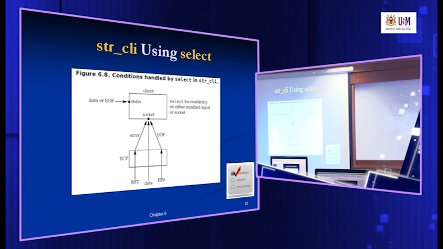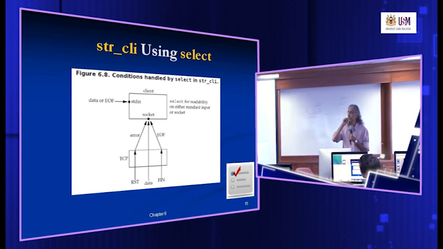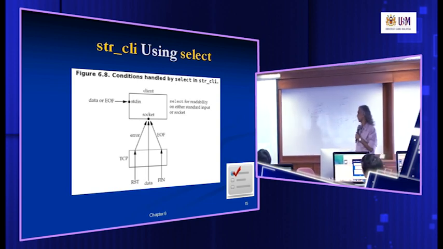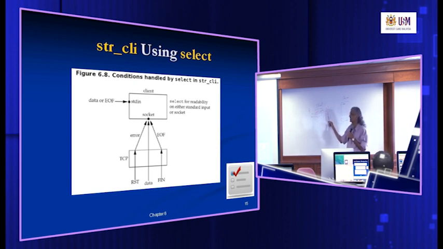So coming back to the string client function. Right, this is a client. Remember the stream client: it gets input from the user, it writes to the socket, and then it waits, and then it reads the reply from the server, and then it outputs to the monitor. So this is what a stream client does, right?